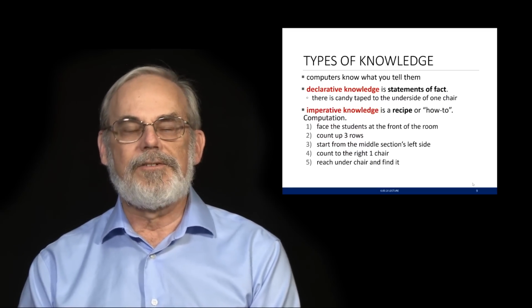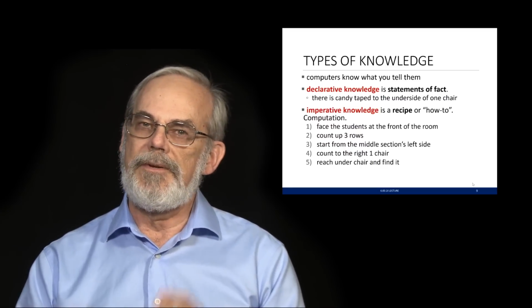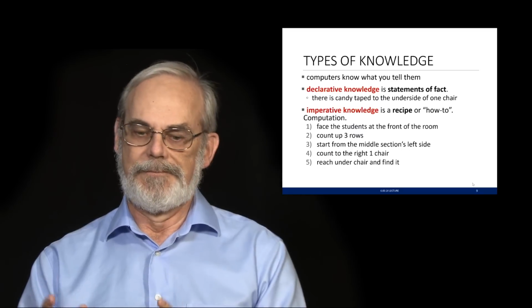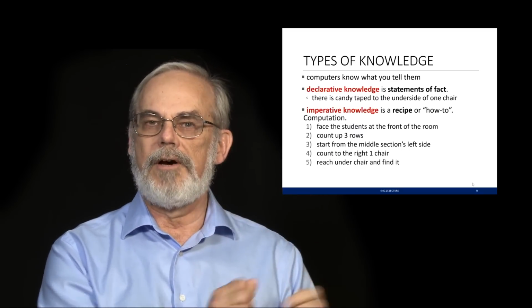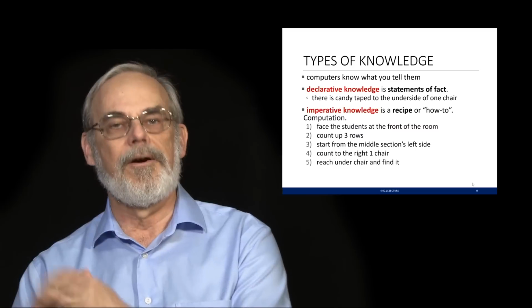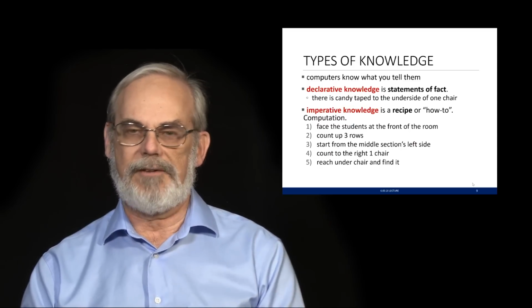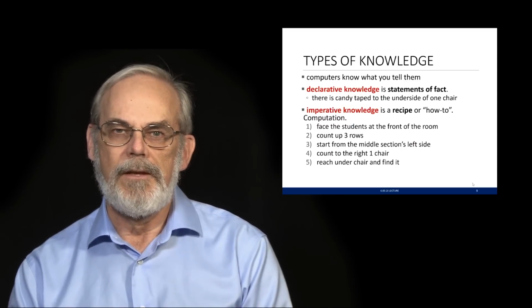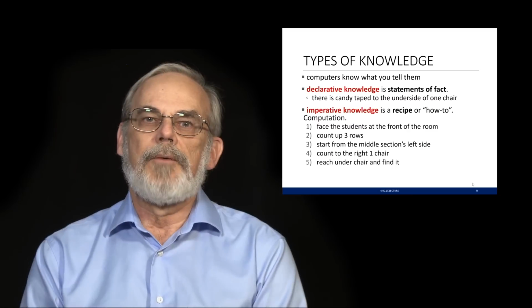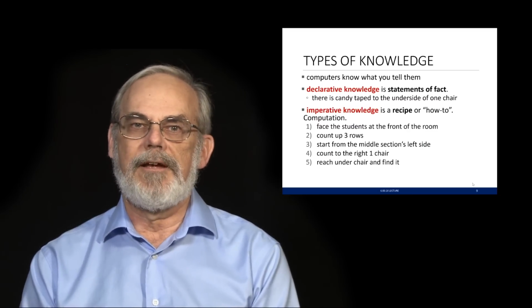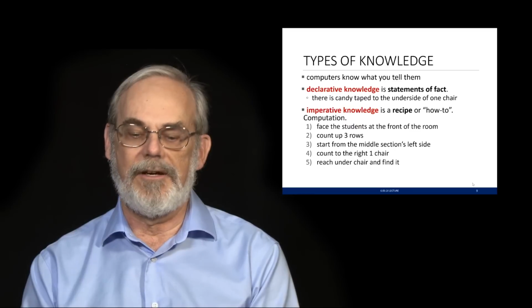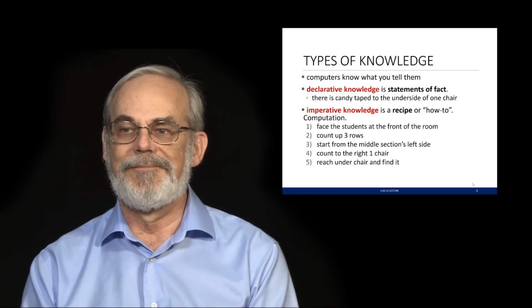And that actually leads to an interesting distinction, because we can divide knowledge into two types, what we're going to call declarative knowledge and what we're going to call imperative knowledge. Declarative knowledge, those are statements of fact, statements of truth. For example, if I were lecturing here at MIT, I might have gone in ahead of time and taped some candy under one of the chairs inside the lecture hall.